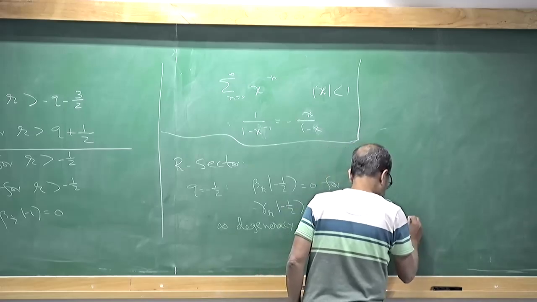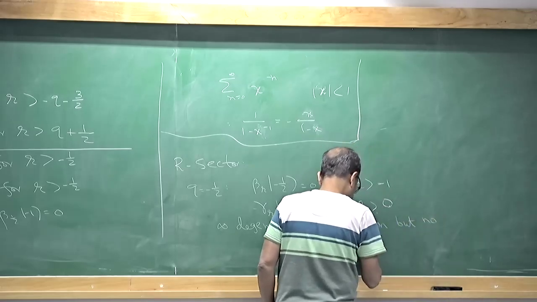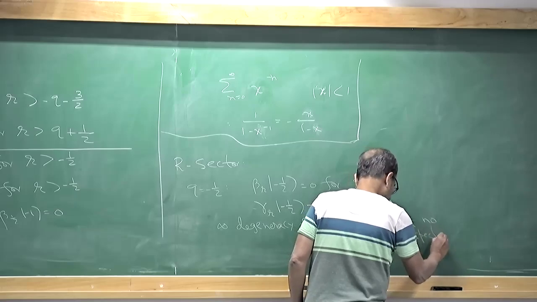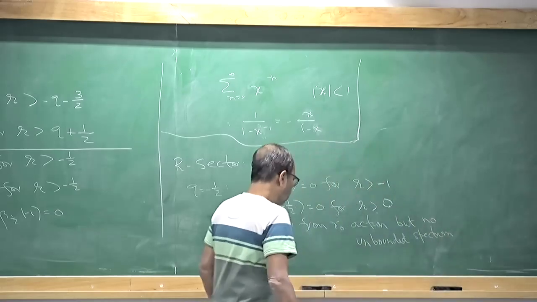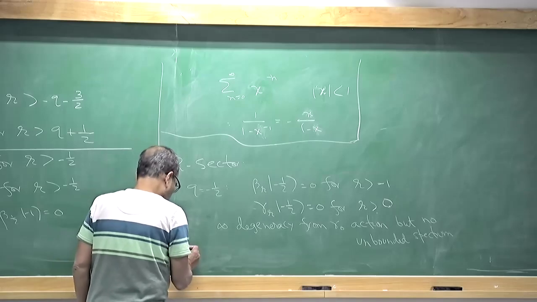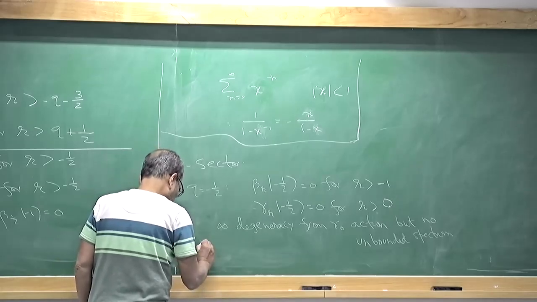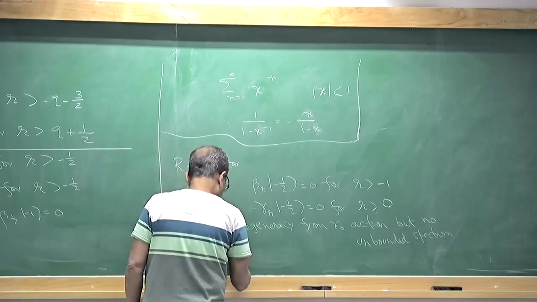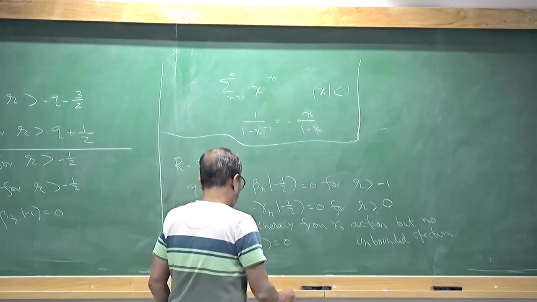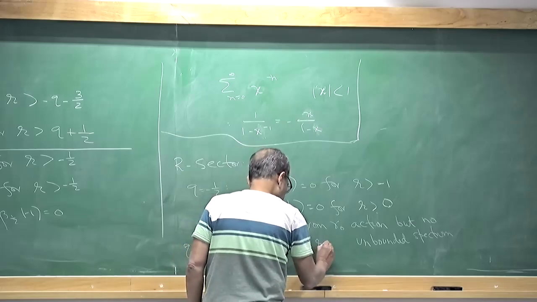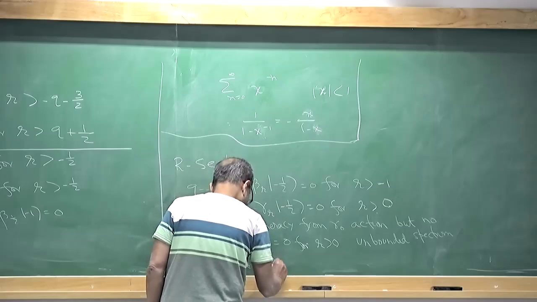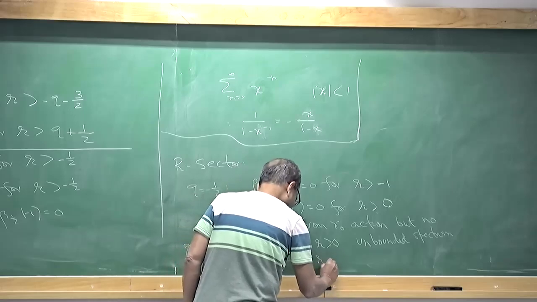But no unbounded spectrum. And similarly for q equal to minus 3 half, we have beta r acting on minus 3 half is 0 for r greater than 0, and gamma r acting on minus 3 half equal to 0 for r greater than minus 1.